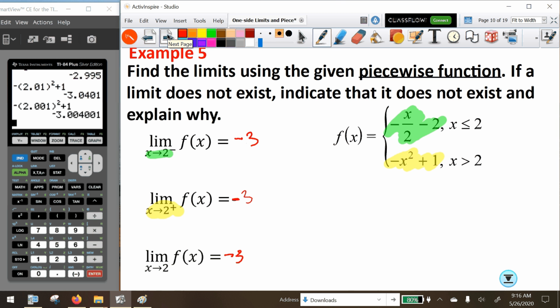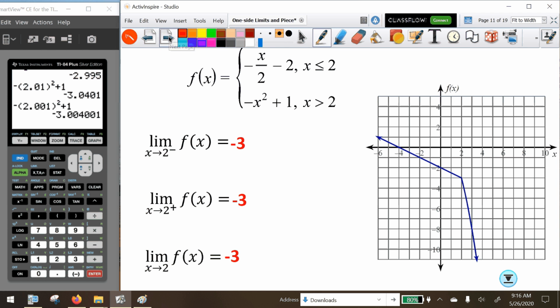All right, I went ahead and graphed this one so you can see that it does definitely approach negative 3. Here's the graph. We see that as we get closer and closer to positive 2 from the left side, our output value is getting closer to negative 3. And as we get closer and closer to positive 2 from the right side, our output value is getting closer and closer to negative 3. So that limit exists and it's equal to negative 3.